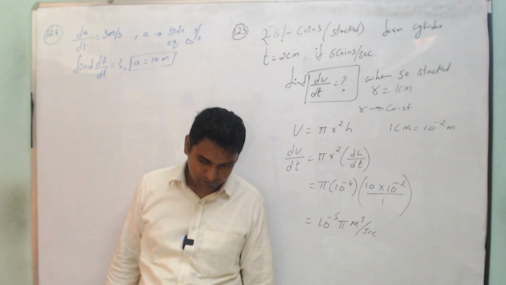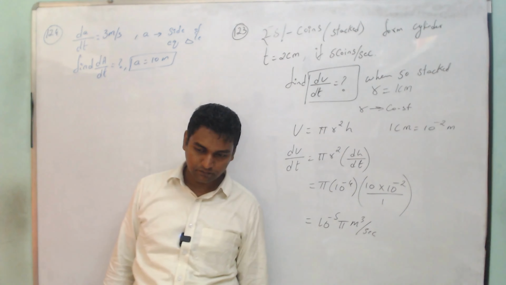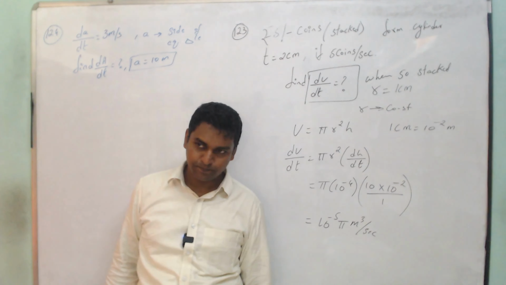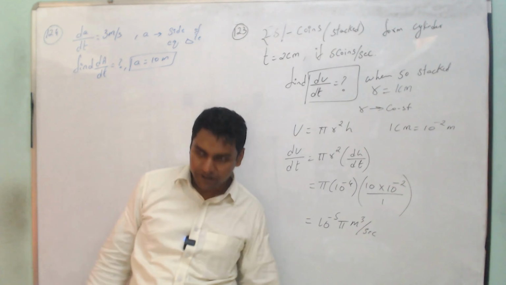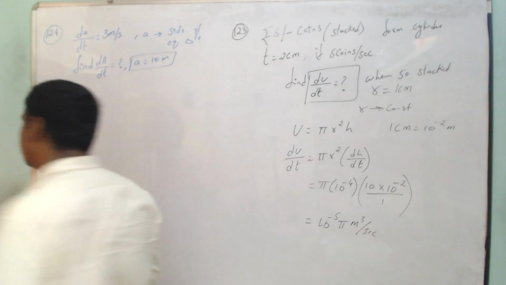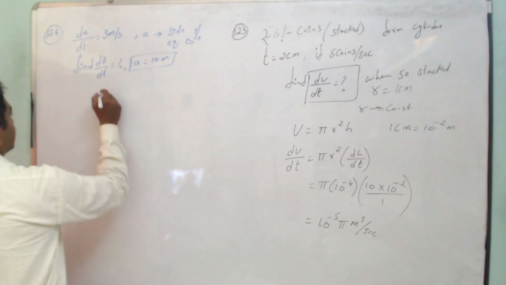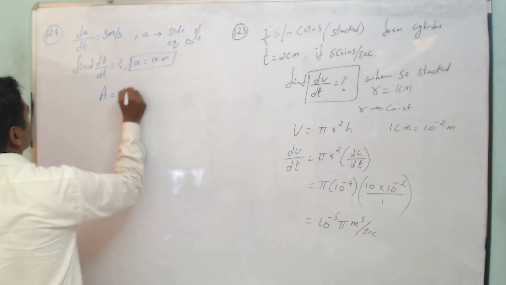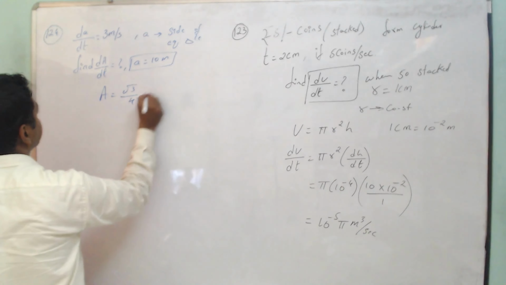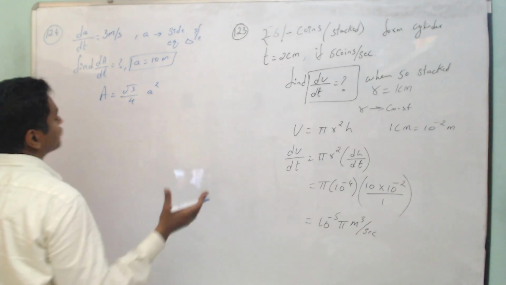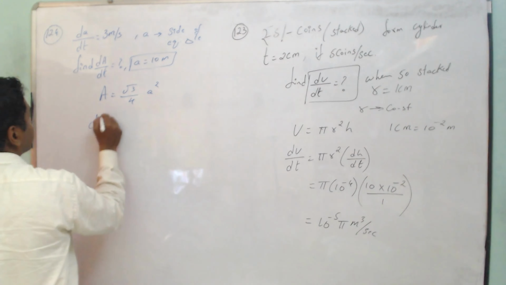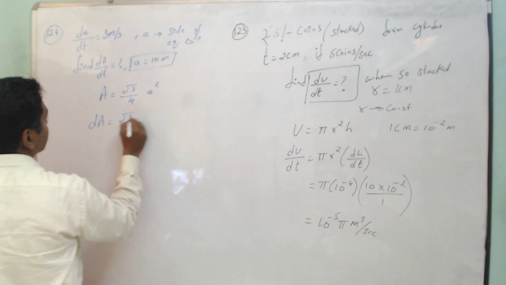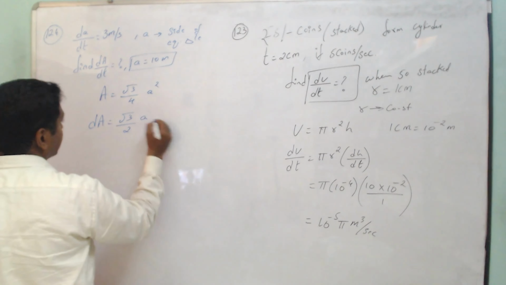Side is varying, right? So it's not a constant. You have written the equation: area is equal to root 3 by 4 a square. What is the next thing that you need to do? Differentiate it. So tell me what is the next step that I'll get. dA is equal to root 3 by 2a, root 3 by 2a.